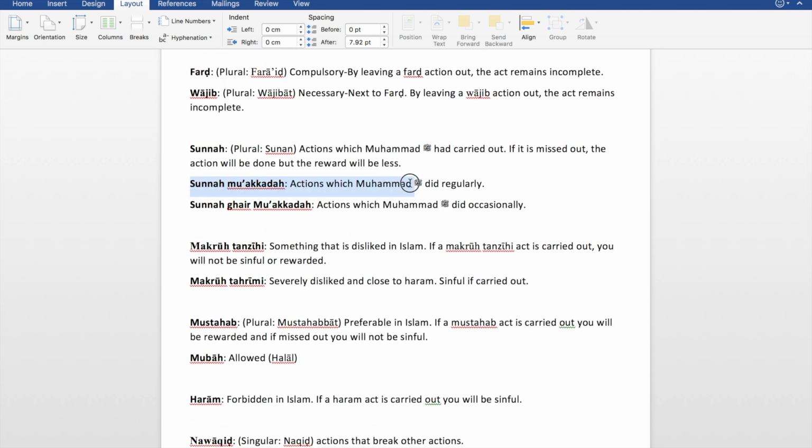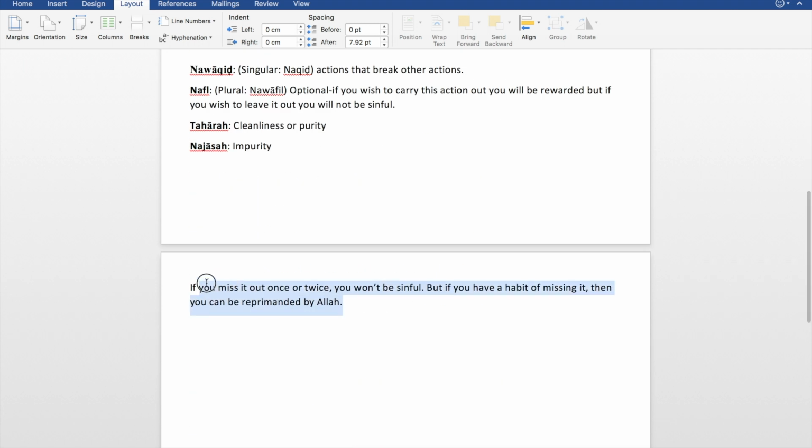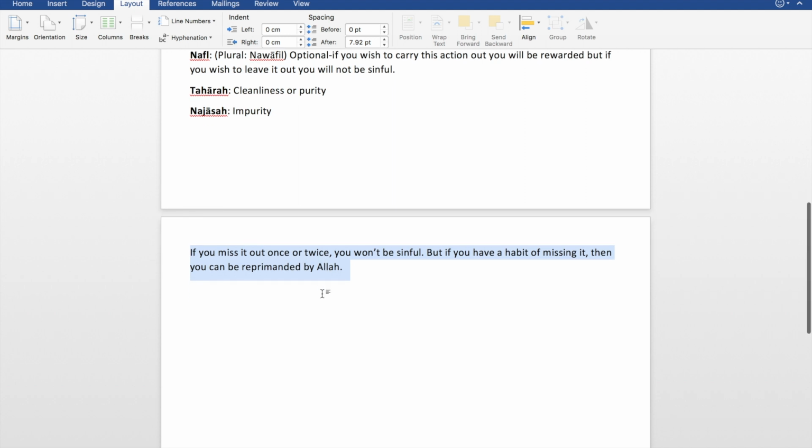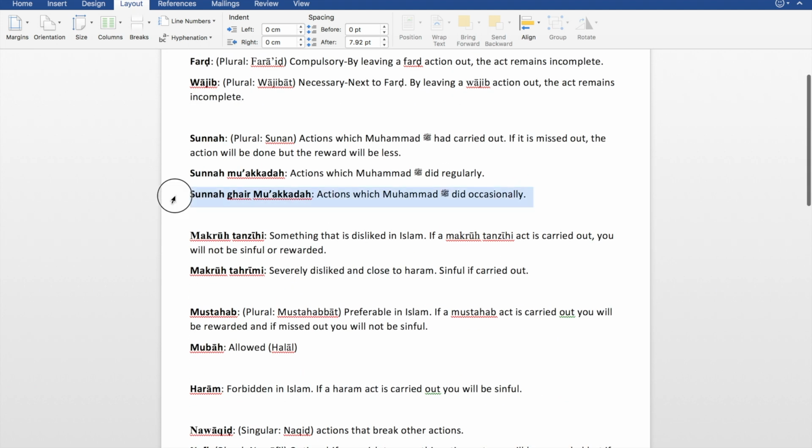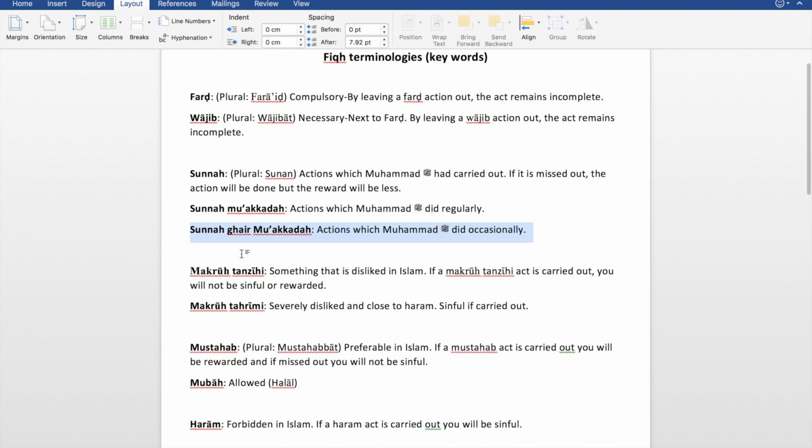Okay, so that's Sunnah Mu'akkada done. All you have to remember is actions which Muhammad ﷺ did regularly. And if I ask you what the rule of Sunnah Mu'akkada is, you have to remember this. If you miss it out once or twice, you won't be sinful. But if you have a habit of missing it, then you can be reprimanded by Allah. Okay, now coming on to our second type of Sunnah.